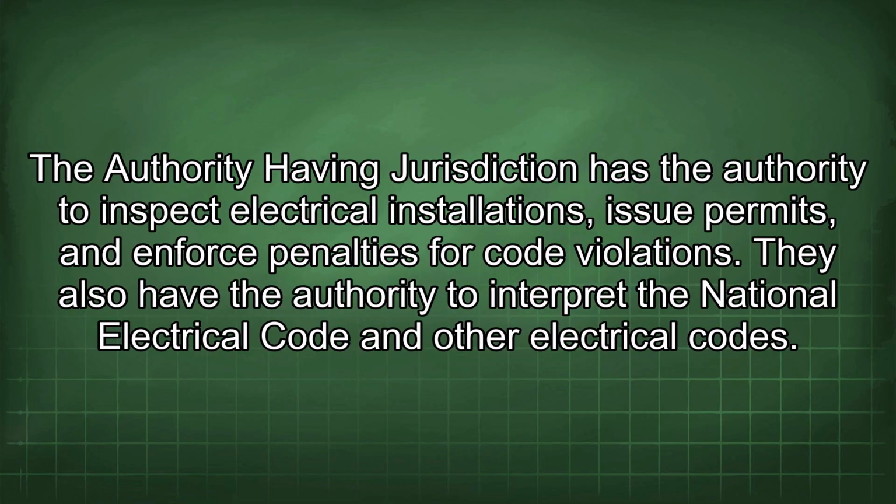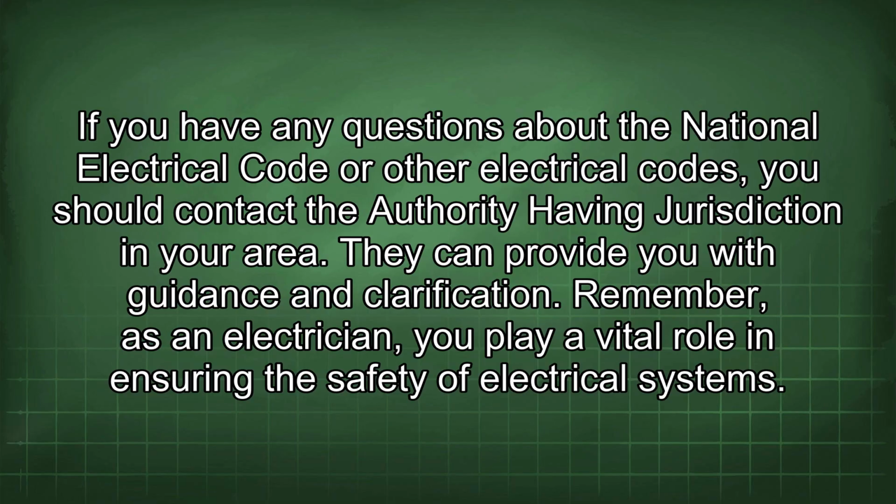The authority having jurisdiction has the authority to inspect electrical installations, issue permits, and enforce penalties for code violations. They also have the authority to interpret the National Electrical Code and other electrical codes. If you have any questions about the National Electrical Code or other electrical codes, you should contact the authority having jurisdiction in your area. They can provide you with guidance and clarification.